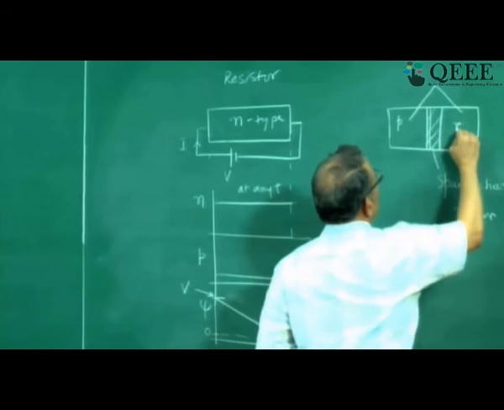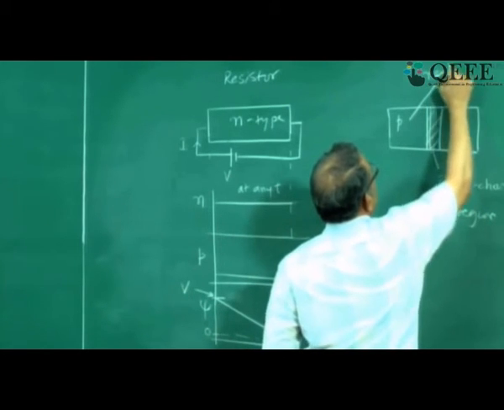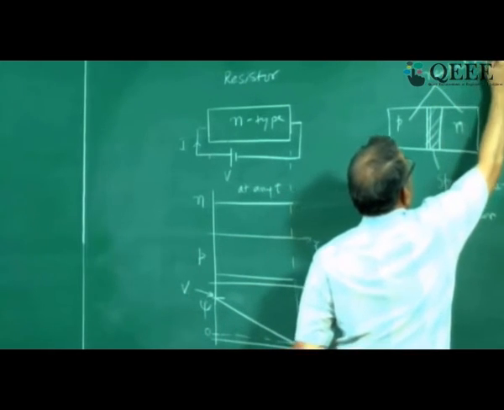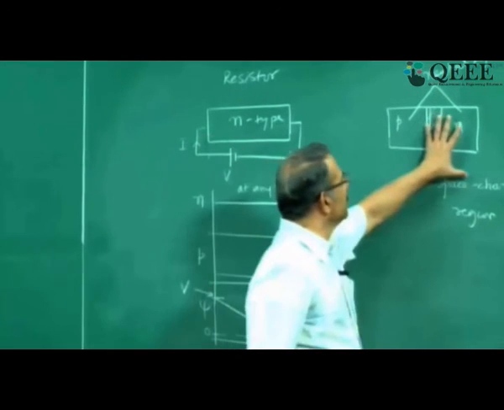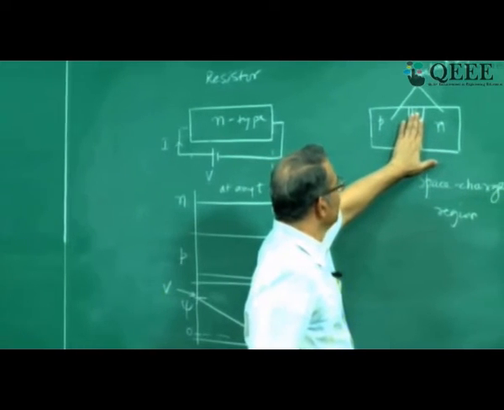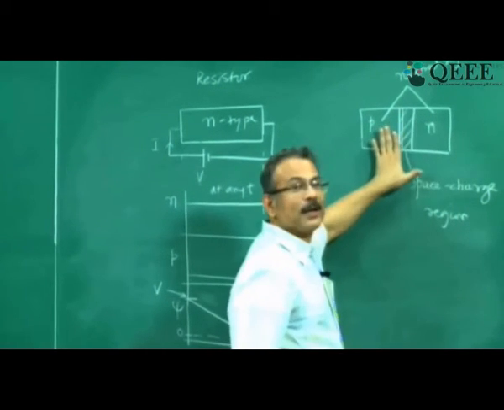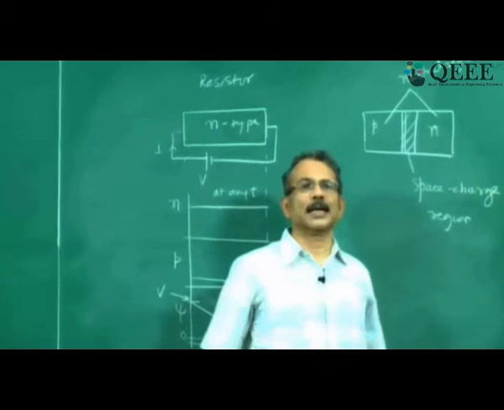And these two are neutral regions. So what we are saying is, if you want to understand a p-n junction, you try to understand the space charge region and these two neutral regions separately. Then you try to combine the understanding.